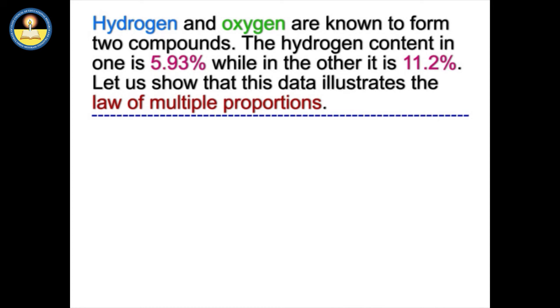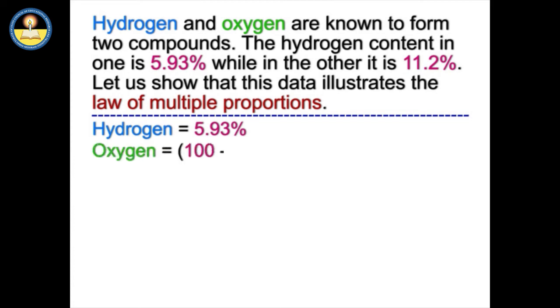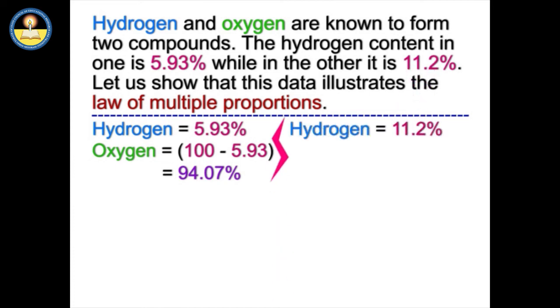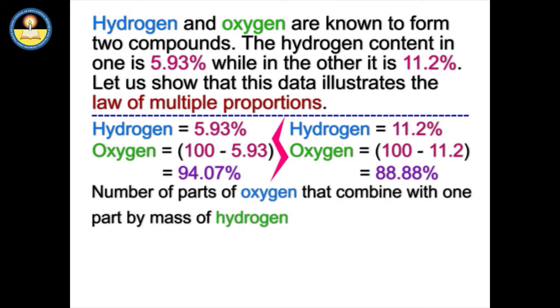In the first compound, hydrogen is equal to 5.93%. Oxygen is equal to 100 minus 5.93 is equal to 94.07%. In the second compound, hydrogen is equal to 11.2%. Oxygen is equal to 100 minus 11.2 is equal to 88.8%. In the first compound, the number of parts of oxygen that combine with one part by mass of hydrogen.